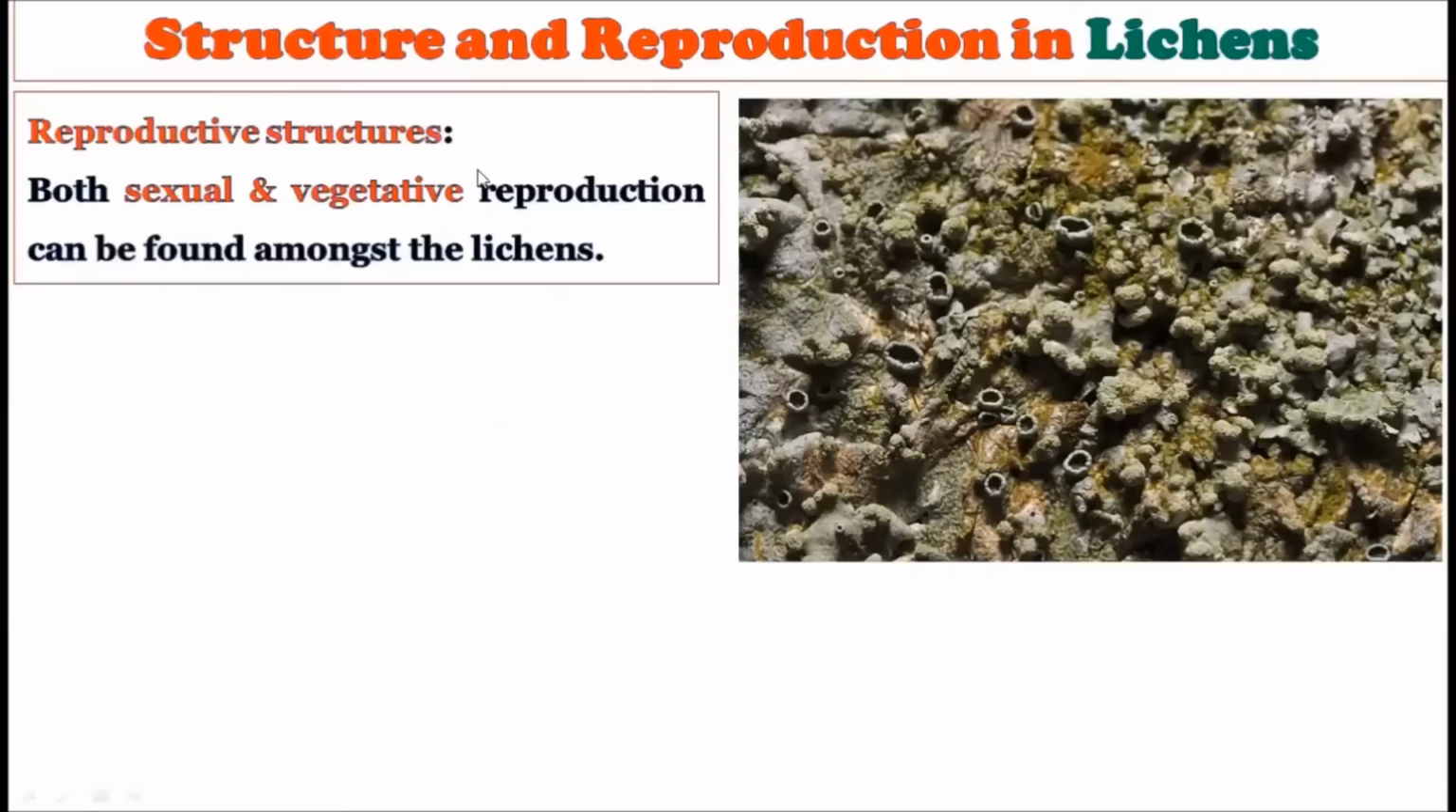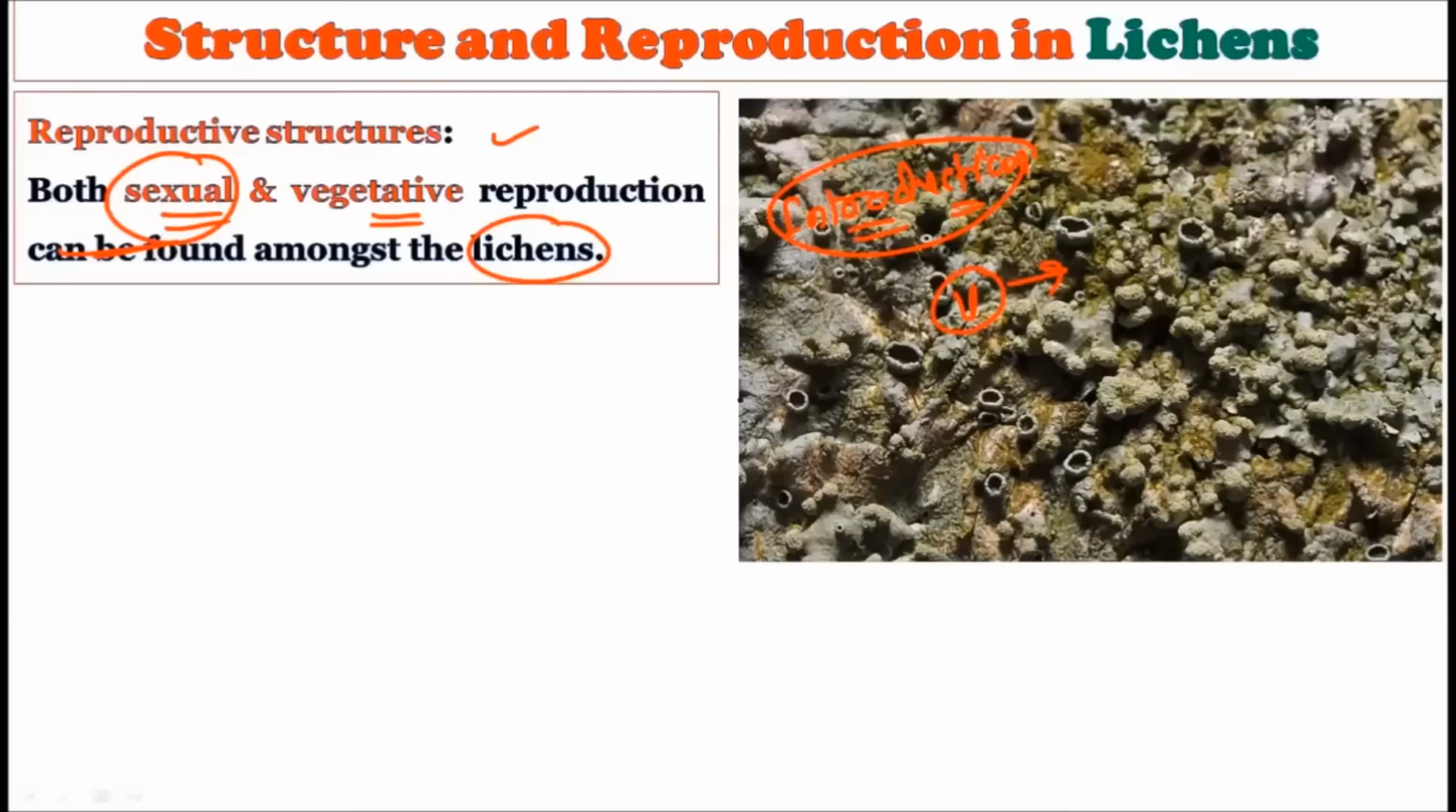All right. Now we are going to study the reproductive structures which are found in these particular lichens. For this, we have already discussed some of the points in the introductory lecture. In that, we have studied the vegetative way of reproduction and the sexual way of reproduction. Now, both types of reproduction, the sexual as well as the vegetative, can be found amongst the members of the lichens. That is, lichens can reproduce by vegetative methods, such as fragmentation or asexual spores. Plus, there is a sexual way of reproduction also.